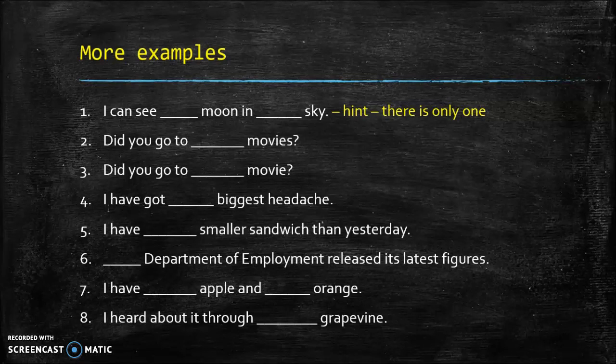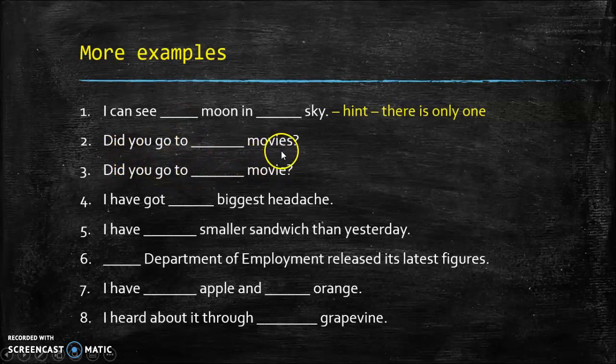Okay, so you should have had a go by now. I can see the moon in the sky. There's only one moon, there's only one sky in terms of from Earth, so we would use "the".